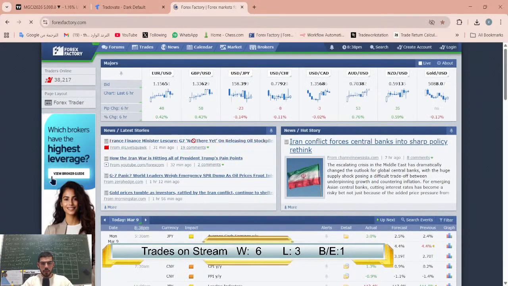France Minister, not yet there. Ready to use strategic oil. Iran conflict for central banks into sharp policy rethink. Okay.